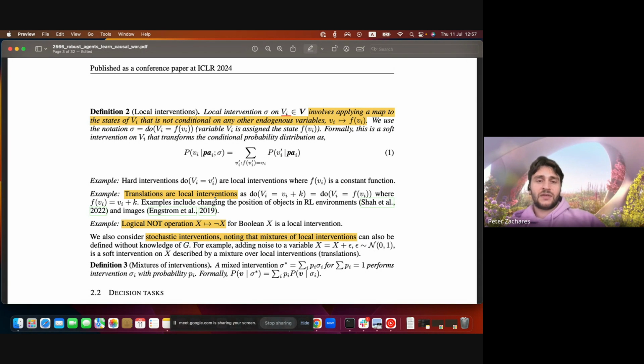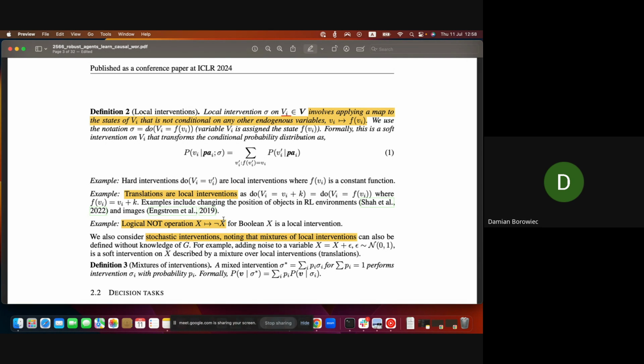The example they give here is changing the position of objects in RL environments. Maybe they should say robotic manipulation environments or something. But if you just change the location of an object, or if you have a Boolean value for v_i, then it would be like a not operation. Given this robotic manipulation environment, would removing an object be a hard intervention, do you think?